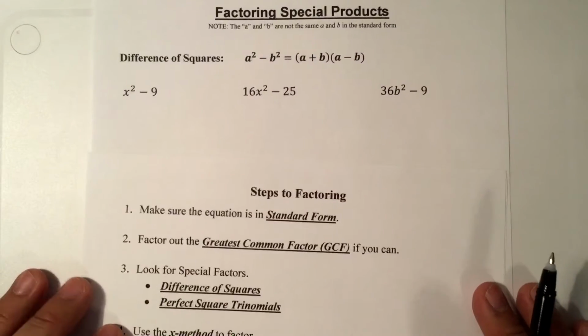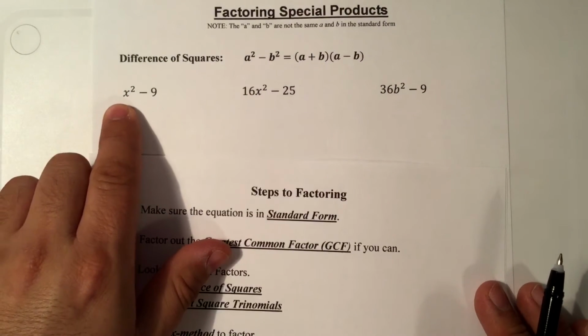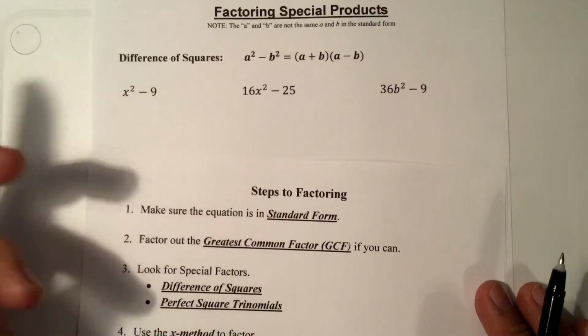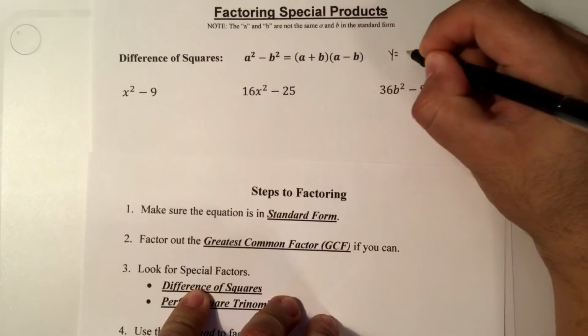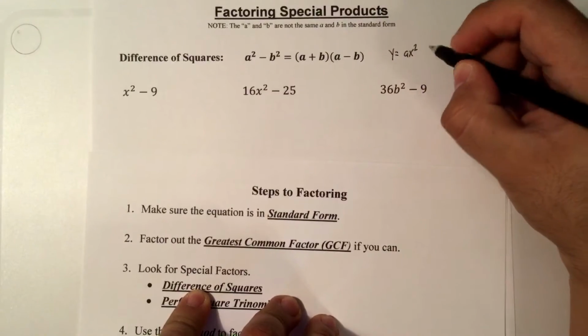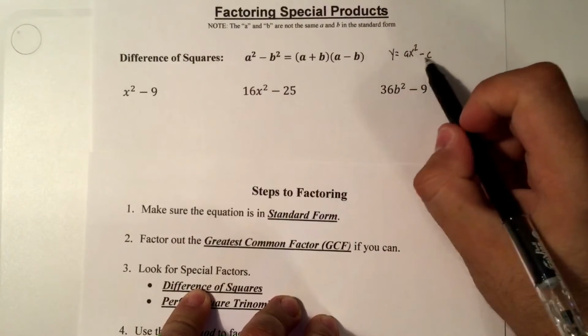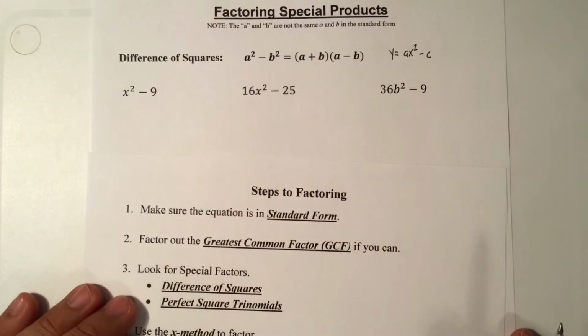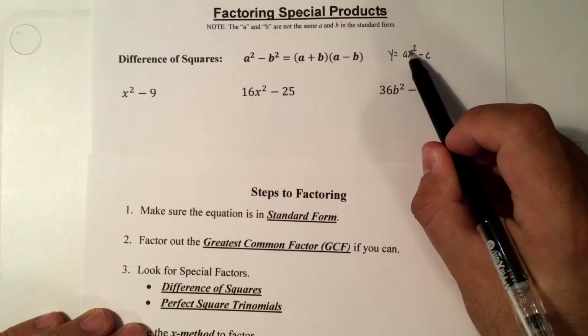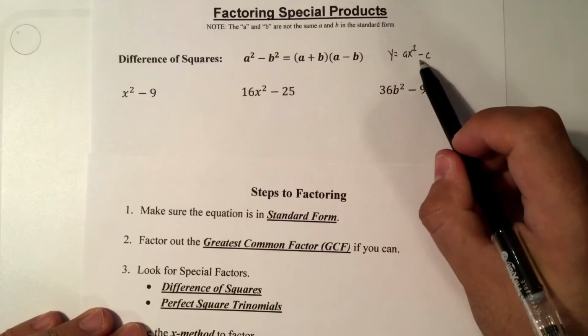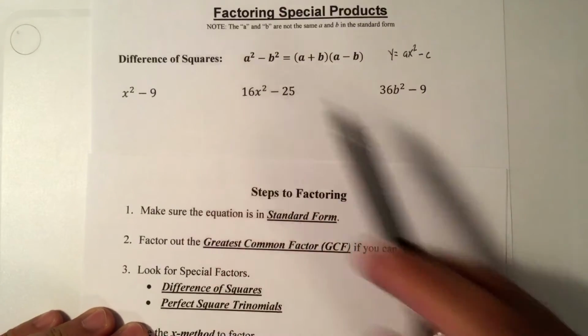So first, you want to make sure they're in standard form. So like this one, it's x squared minus 9. So pretty much what's happening here is you're seeing something like this, y equals ax squared, there is no bx, and then it's minus c. So that's what you're seeing, ax squared minus c, okay? And ax squared is going to be a perfect square, and c is going to be a perfect square, and then you're going to have a minus sign. That's why it's called the difference of squares.